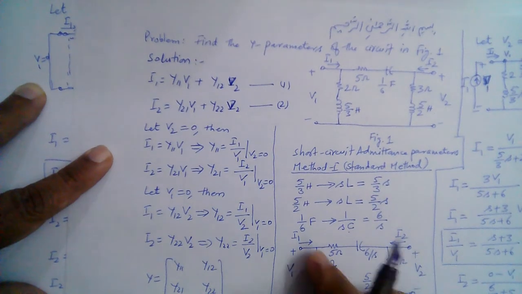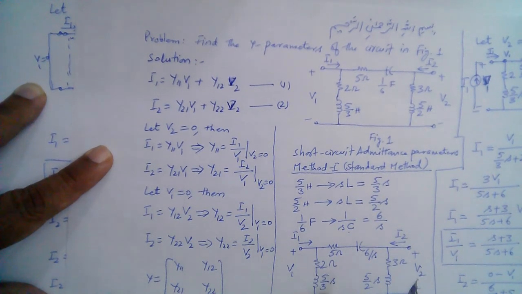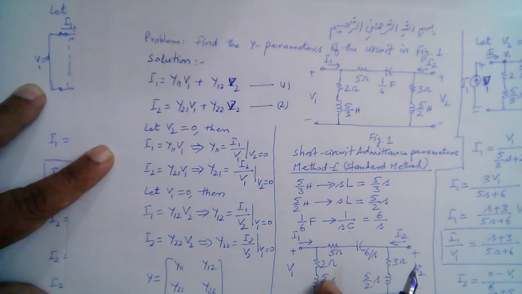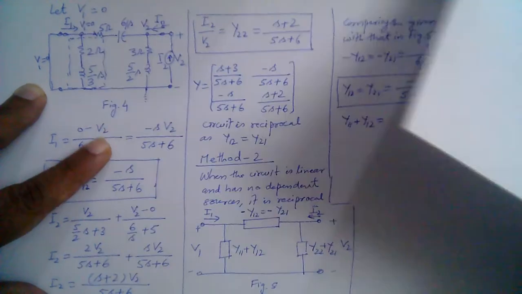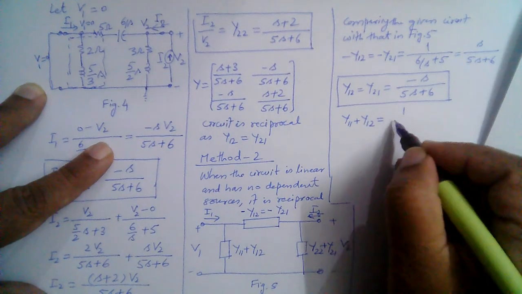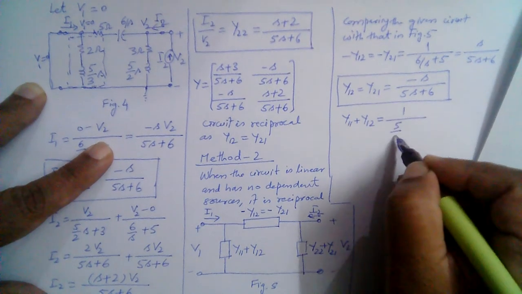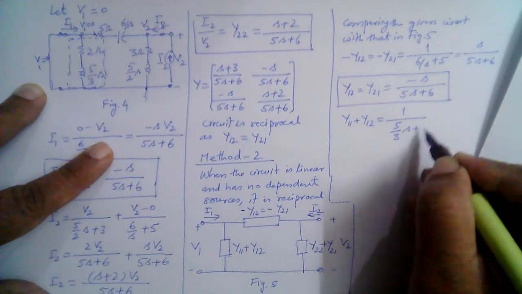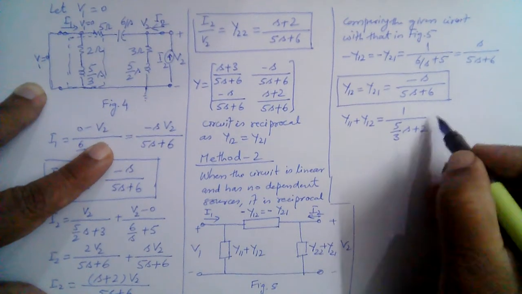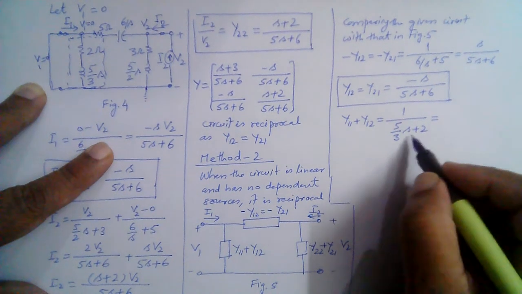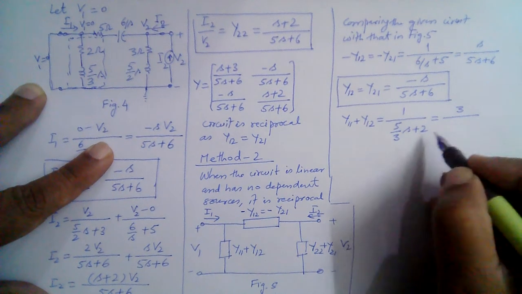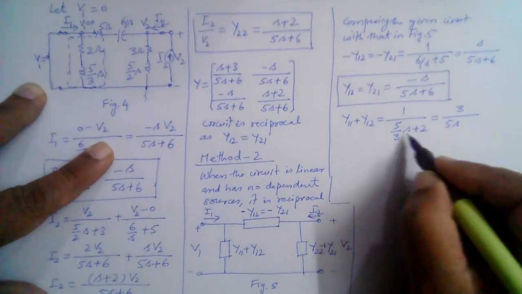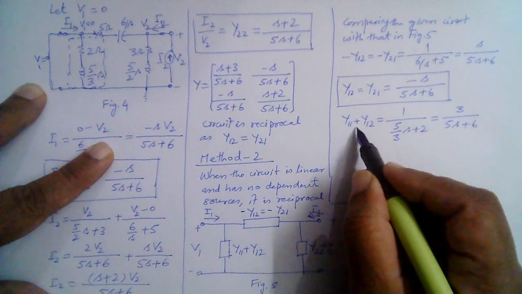is equal to the admittance of this branch. So admittance is 1 over impedance, so that is equal to 1 over 2 plus 5 over 3s. So that is equal to, we take the 3 as LCM, so this is 3 divided by 5s plus 6. So this is y11 plus y12.